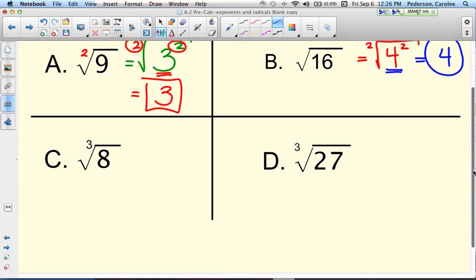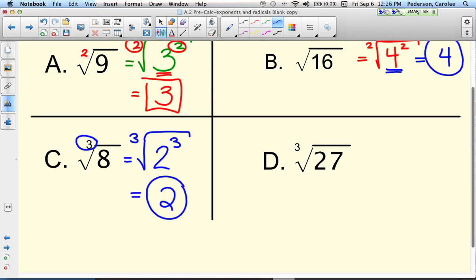The cube root of 8 you may have memorized. If you don't, rewrite 8 as 2 to the third. Because my index is a 3, I must have a 3 out in front. The cube root of 2 cubed is 2, because my index and my power are both 3.